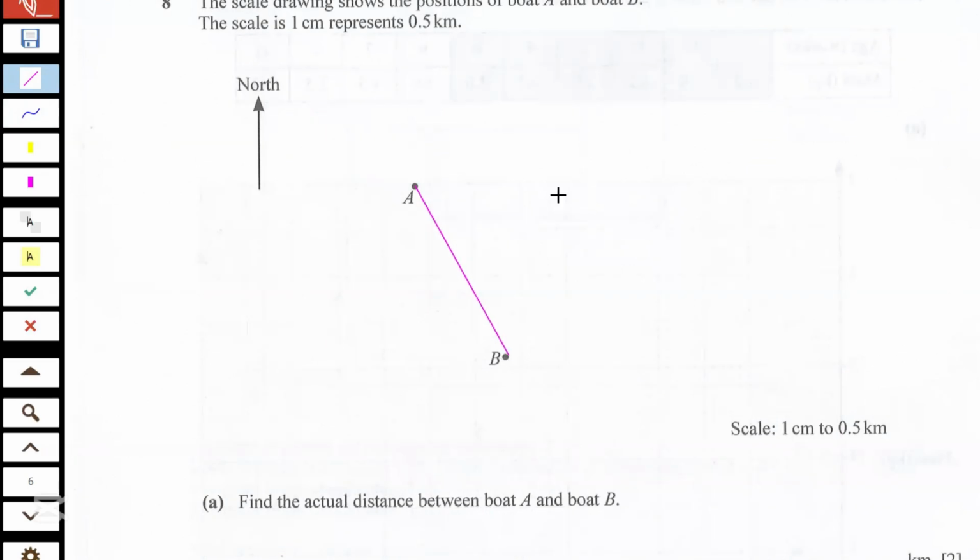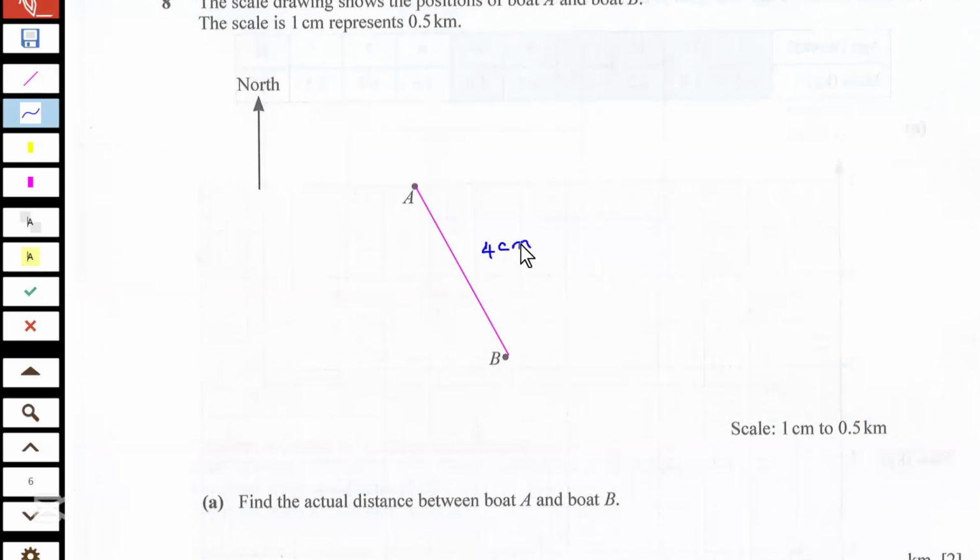This is point A to point B. Now find the actual distance. In this case, we have to use your ruler to measure the distance of B from A. So we can actually measure this distance. And let's say after measuring this, the distance is 4 centimeters.